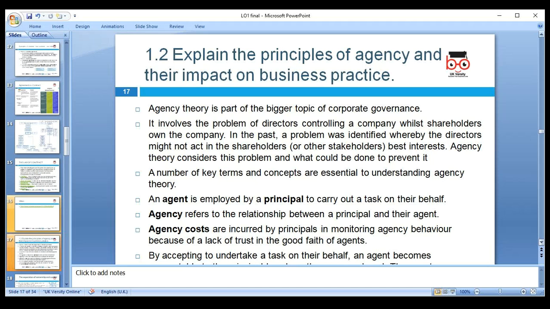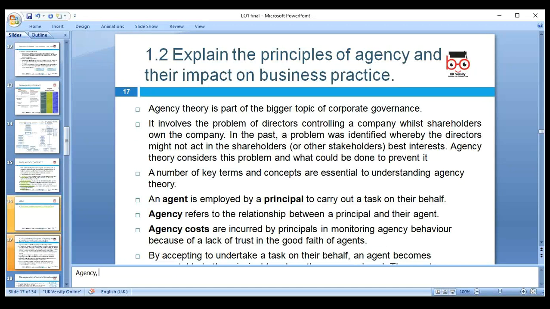Okay, next we're looking at 1.2, explain the principle of agency and its impact on the business. Agency relationship. Have you learned anything about it in the past? No. Okay, as an accountant you have a contract with your client, and you fulfil the return to HMRC. The client is the principal, and you have an agency relationship between each other.